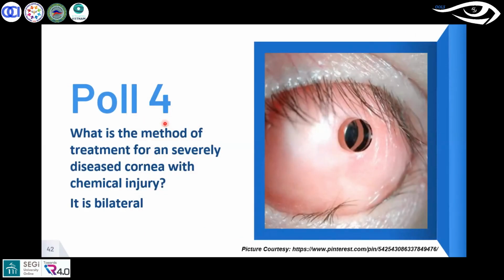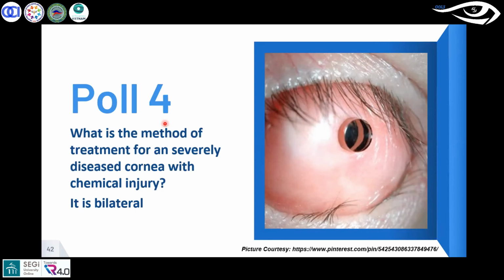And now we have come to the fourth poll. This is something that I mentioned I would show in the upcoming slides. What is the method of treatment in the case of a severely diseased cornea with a chemical injury? Another piece of information is that it is bilateral. I can see that most of you have preferred amniotic membrane graft, but actually it is an Osteo-Odonto-Keratoprosthesis. Basically, you have two different types of Boston keratoprosthesis. The first one is the type 1 Boston keratoprosthesis, which I showed in the previous slides.